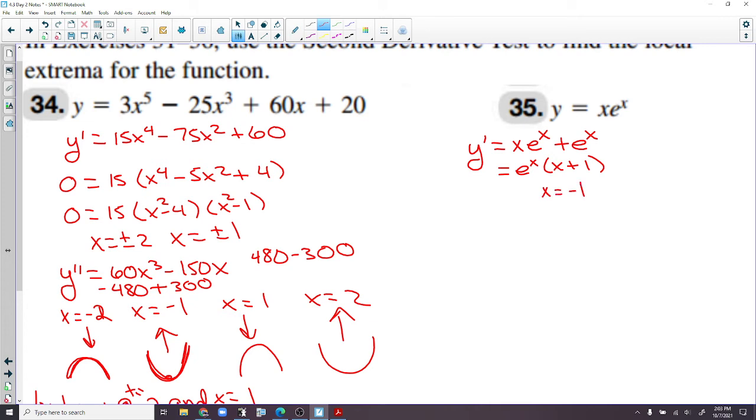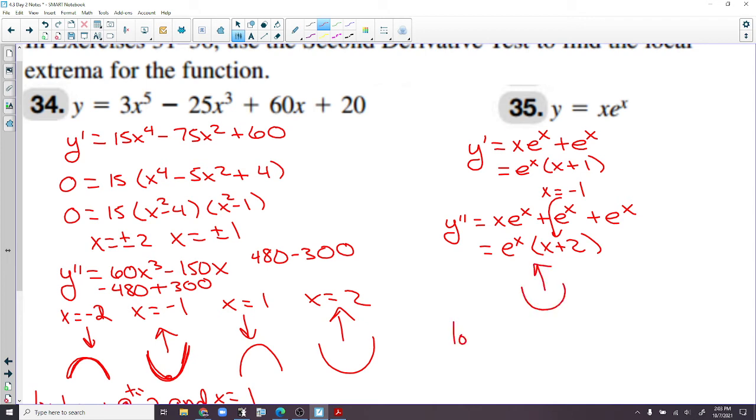Now we could very easily throw that on a number line. I'd probably use number line for this one because it's only one value. But we are asked to do the second derivative test. First times derivative of second plus second times derivative of the first, and then plus that extra e to the x. So we can take an e to the x out and we get x plus 2. Now we're just going to plug negative 1 into the second derivative, and that ends up being positive. So concave up, so local minimum at x equals negative 1. There's the second derivative test for maximums and minimums.